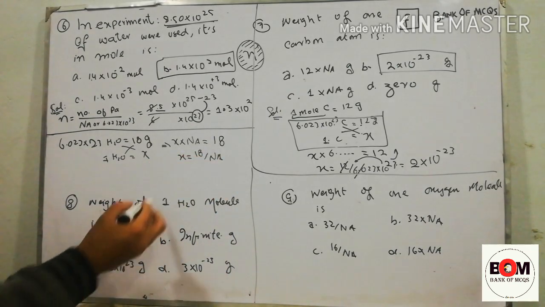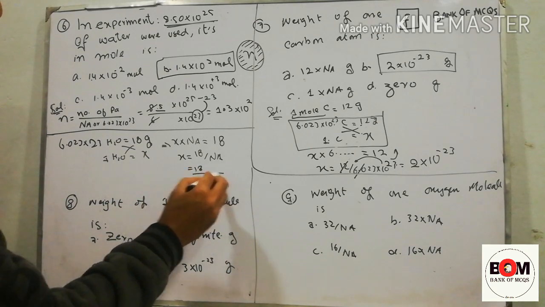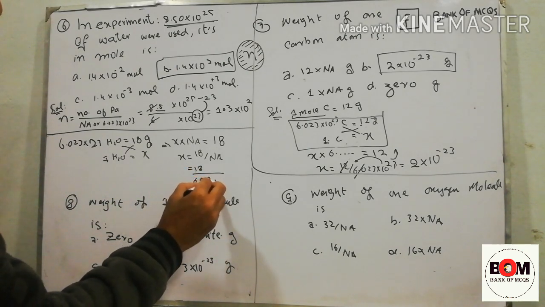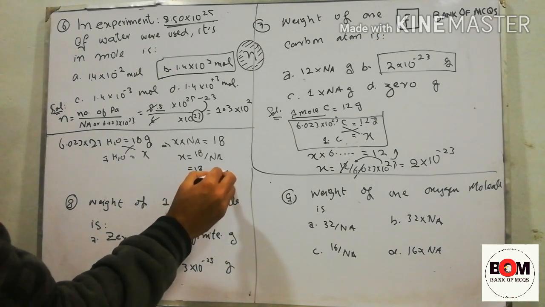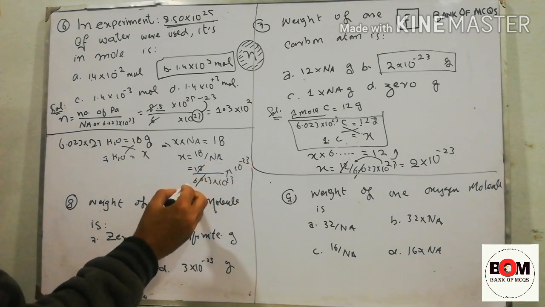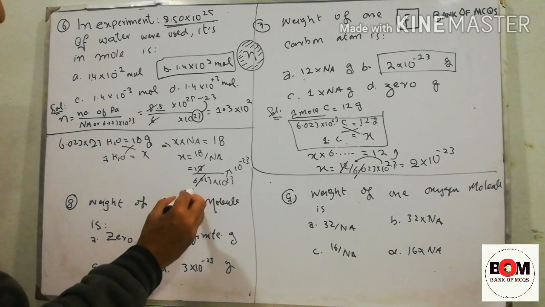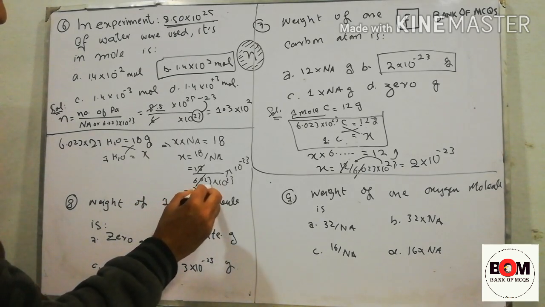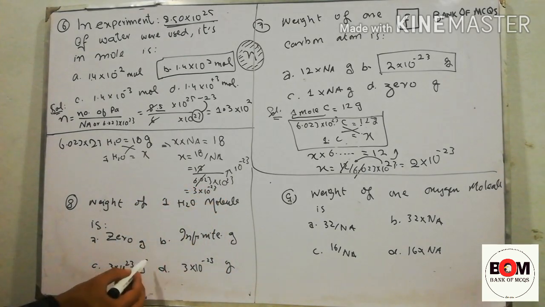As the answer is solved, so we will solve it: 18 divided by 6.023 multiplied by 10 to the power 23, this will go upward, it will become minus 23, and 6 3s are 18. So the option is 3 multiplied by 10 to the power minus 23.